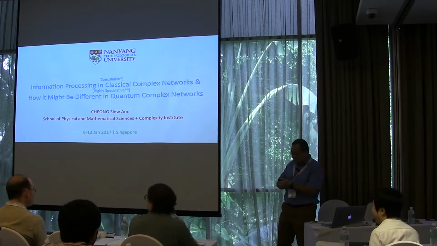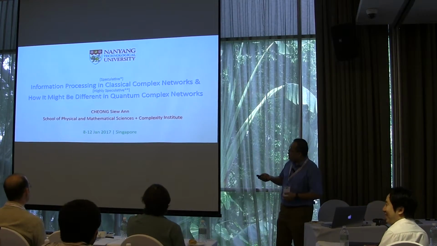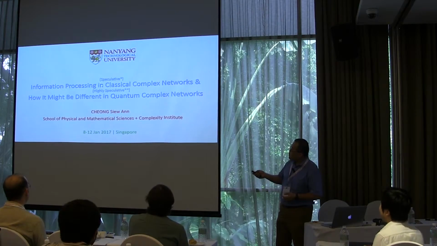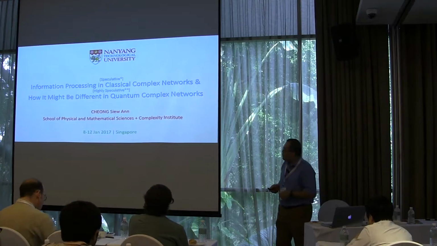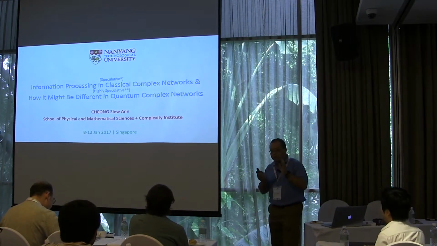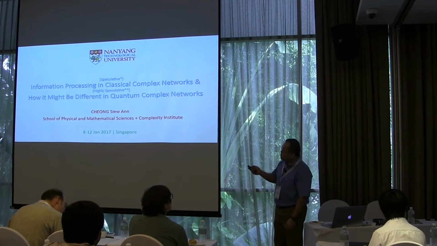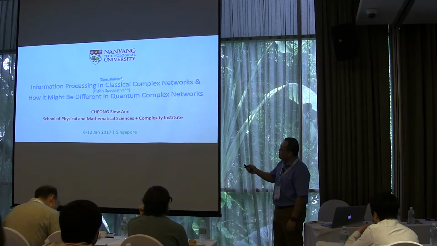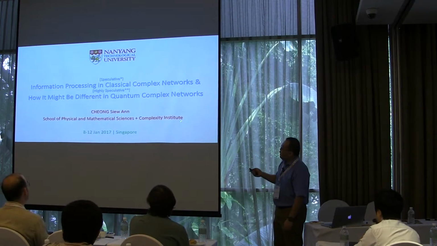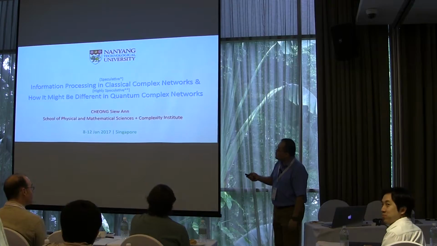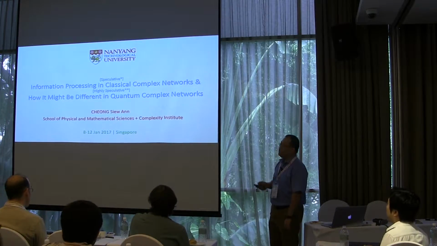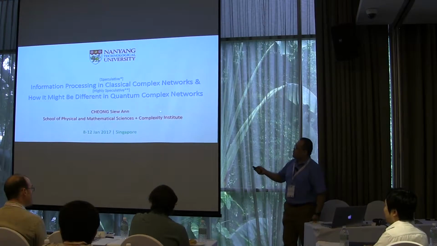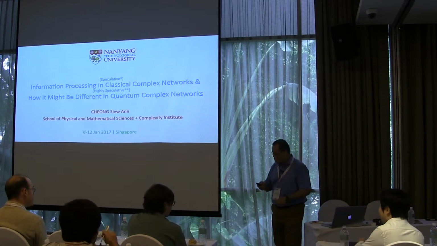So as you can see from the title, what I'm going to tell you about is information processing in classical complex networks. It is speculative, as in no concrete results have been obtained yet, but we believe it should be true. Any slide that you see with a star would be speculative. Then I move on to speculate further on how information processing might be different in quantum complex networks, and those slides will come with 2 stars, 2 asterisks.